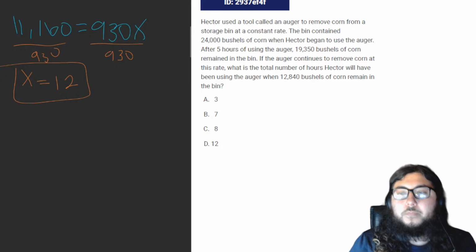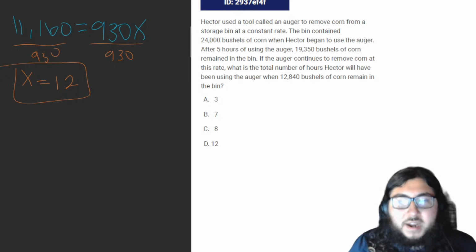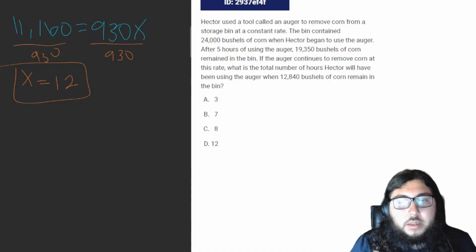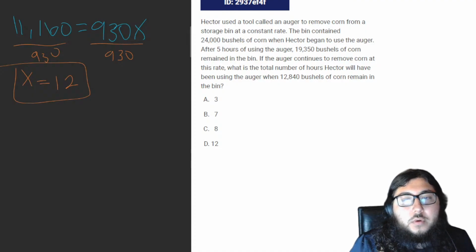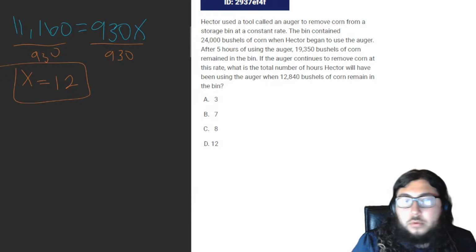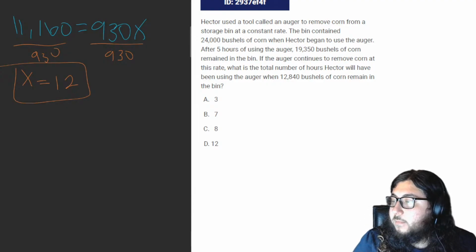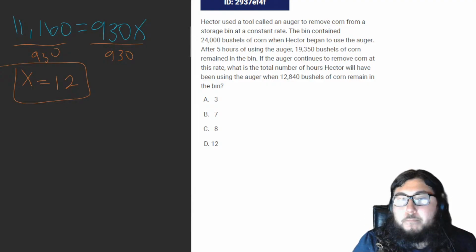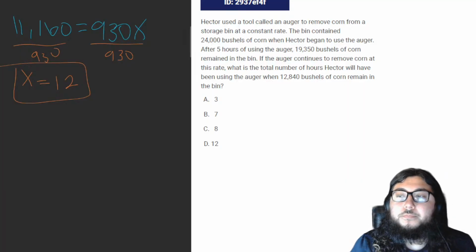So, if there are any questions about this, feel free to ask. In other words, it takes him 12 hours. It will take him 12 hours until 12,840 bushels of corn remain in the bin.